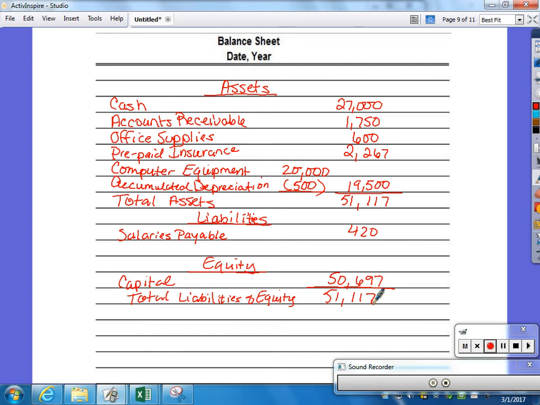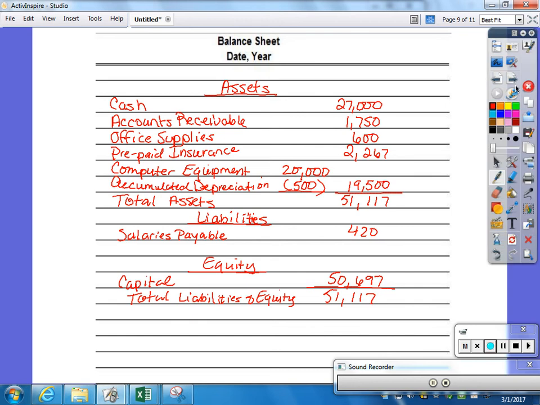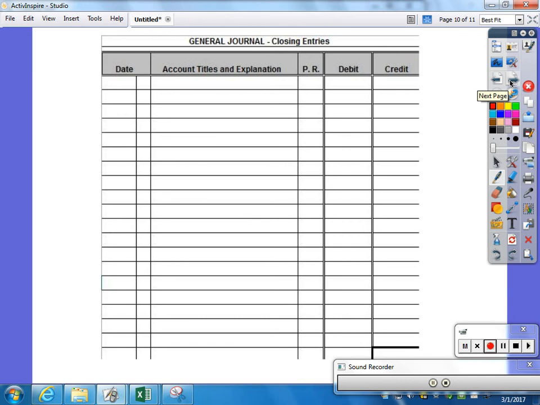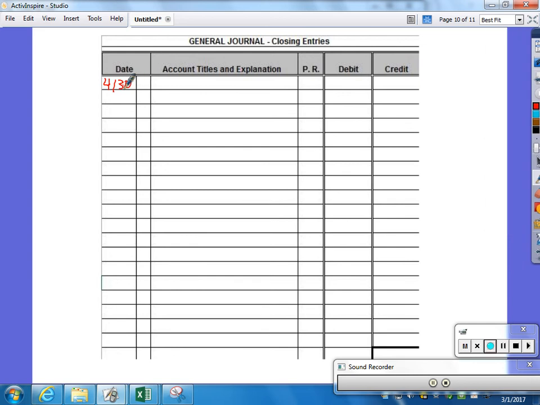All right, so closing entries. What are the 4 steps of the closing process? You can write this on a separate sheet of paper or on the same sheet, it doesn't matter. All of these entries would be dated April 30th. Now, what was step 1? Close what? Close revenue to income summary, right?